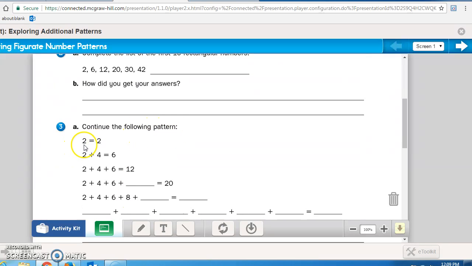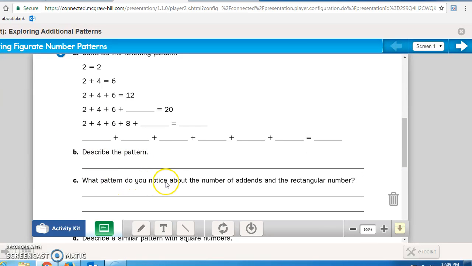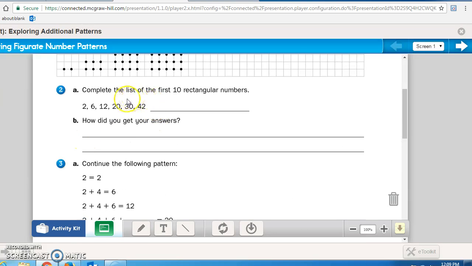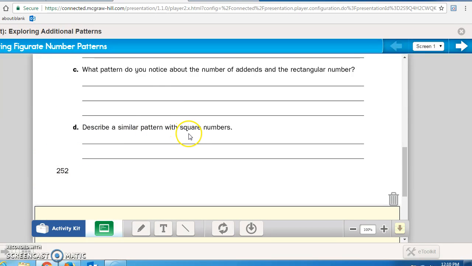Continue the following patterns. 2 equals 2. Look at this. 2, 2, 2, 2. Look at this. 4, 4, 4, 4. 6, 6, 6. And keep your eyes open for that pattern. Describe the pattern, and what pattern do you notice about the number of add-ins and the rectangular numbers. So you're comparing the add-ins, what you added, with these rectangular numbers, and do you notice a relationship between them or a pattern? Describe a similar pattern with square numbers. So pause this recording now. When you finish with it, bring it up to me so I can check it for your assessment check-in.